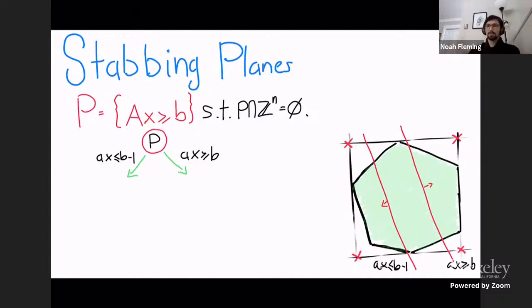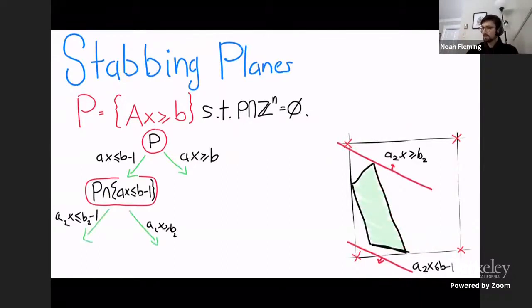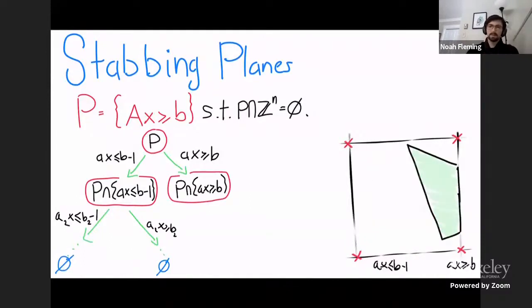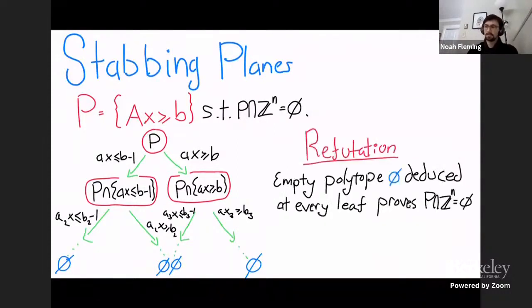Okay, so here's the action on the polytope. We introduce these two half spaces. We rule out the space in between them, the slab in between them, and we recurse on both sides. So let's go down the left path. Now we're at this polytope. Again, we query some half space, and we keep going until we derive the empty polytope. Now let's go back up and do the right side. So now we're at this polytope. We keep going. We derive the empty polytope at all the leaves. This is, again, a refutation of the claim that there was an integer point in this polytope.